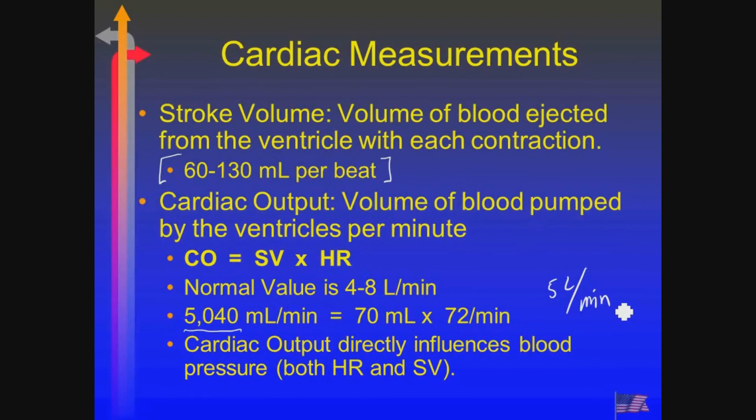You can contrast this with this formula, because they're kind of looking at the same kinds of things. How much per event, how many events per minute? 4 to 8 liters, yeah. This here is one of the many normal values and formulas that you'll end up having.